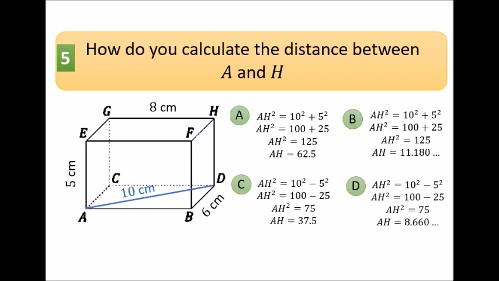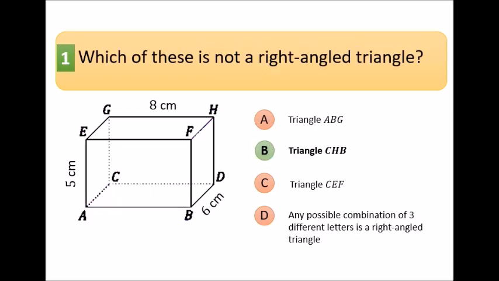Okay, now you've had a chance to have a look at each of those questions, let's go through the answers. So for question 1, you should have got the answer of triangle CHB. Triangle ABG goes from here to here to here. Now that triangle has a right angle at A, at the point A, GAB. That angle there is a right angle.